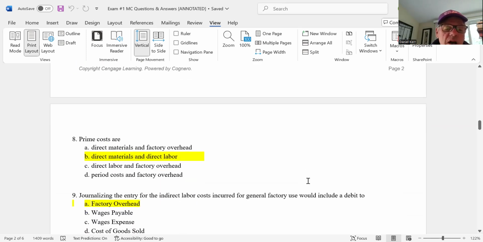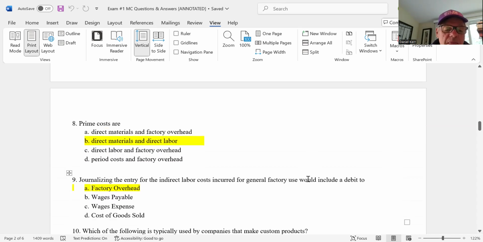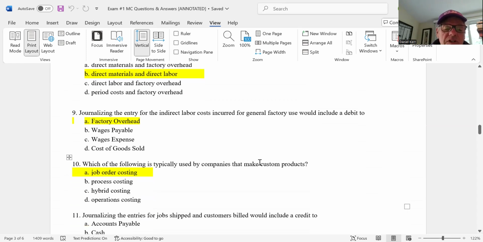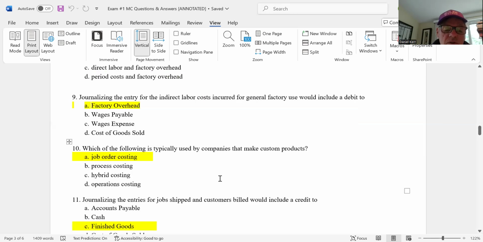Number 8, prime costs are material and labor. Number 9, journalizing the entry for indirect labor costs incurred for factory overhead would include a debit to, this was the second take-home exam question, debit to factory overhead. 10, which of the following is typically used by companies that make custom products? That would be job order costing. You make custom products, you trace all the material, labor, and overhead to the individual jobs.